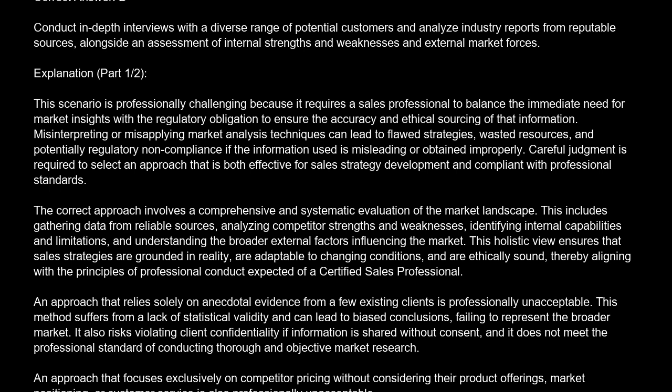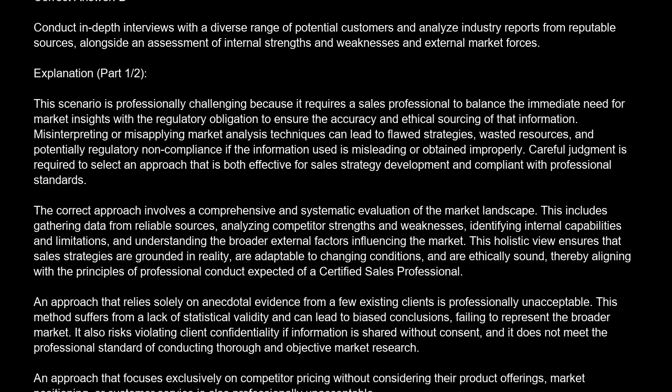Careful judgment is required to select an approach that is both effective for sales strategy development and compliant with professional standards. The correct approach involves a comprehensive and systematic evaluation of the market landscape. This includes gathering data from reliable sources, analyzing competitor strengths and weaknesses, identifying internal capabilities and limitations, and understanding the broader external factors influencing the market. This holistic view ensures that sales strategies are grounded in reality, are adaptable to changing conditions, and are ethically sound, thereby aligning with the principles of professional conduct expected of a certified sales professional.